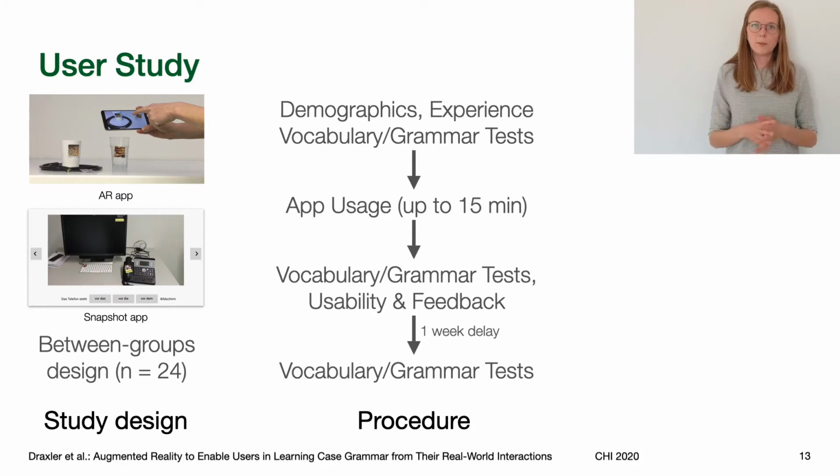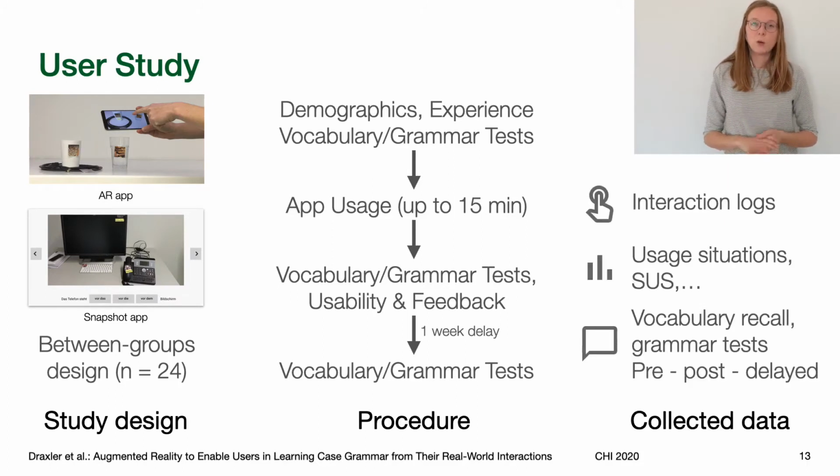Then people used the respective application for up to 15 minutes. We had an additional vocabulary and grammar test plus some usability and feedback questionnaires. And then finally, 1 week after, to allow for a bit of memory consolidation, we had a second test on vocabulary and grammar. We collected data such as interaction logs, the responses to the system usability scale, and we asked about usage situations. Plus, we had the knowledge tests and transfer tests that I mentioned before.